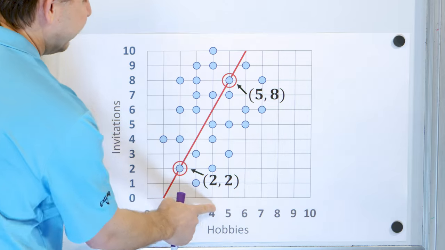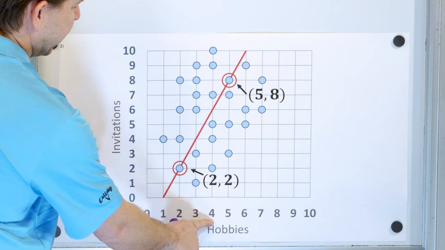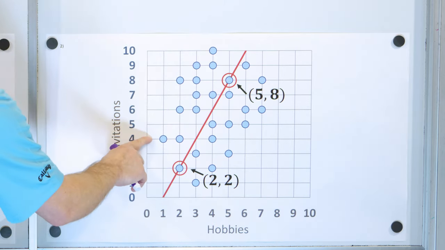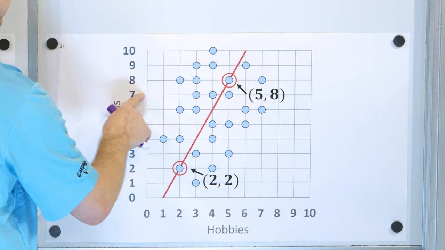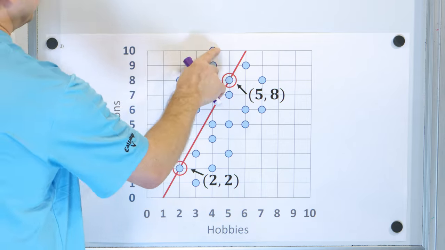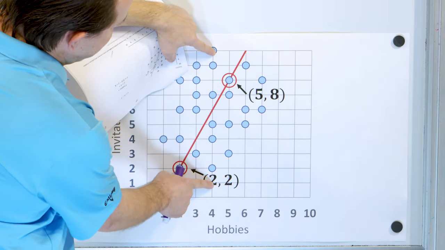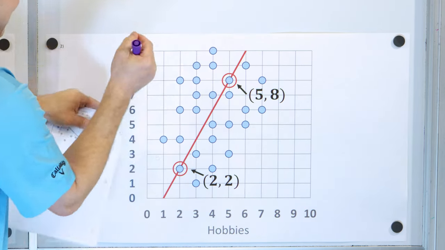Now, in real life, these students were invited to all different numbers of clubs. Some of these students with four hobbies were invited to 2 clubs. This student with four hobbies was invited to 4. This student was invited to 5. This student was invited to 7. This student was invited to 9. This student was invited to 10. So there's a very big spread of the students there. But notice that the line cuts right through the middle, so it's an average. It's telling you like an aggregate average.